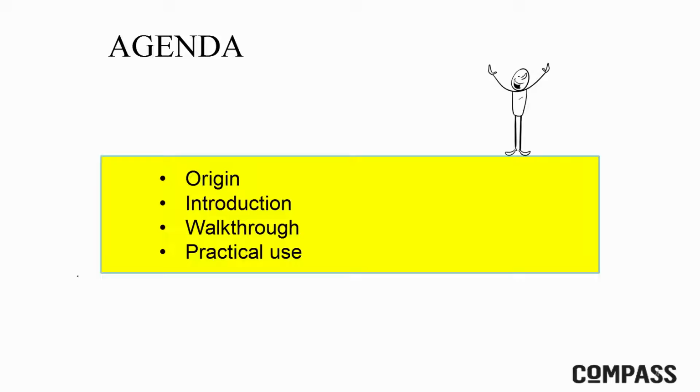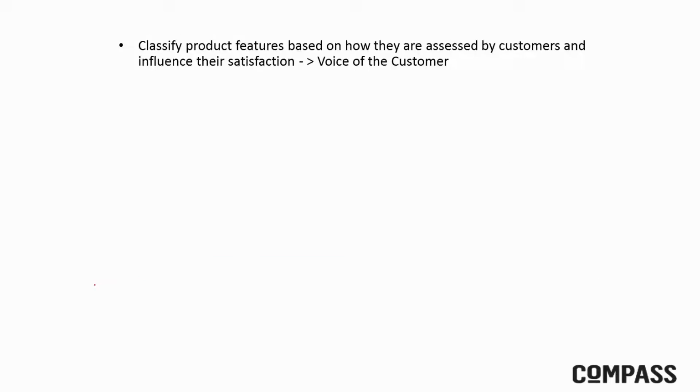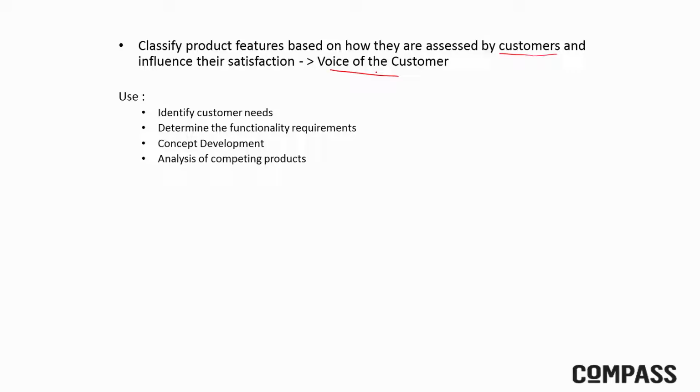So let's go through an introduction. The Kano model classifies product features based on how they are assessed by customers. As in everything with Six Sigma, it's the customers who decide what's value, as we think about it in Lean. Thus, the voice of the customer. This is where you can use the Kano model.